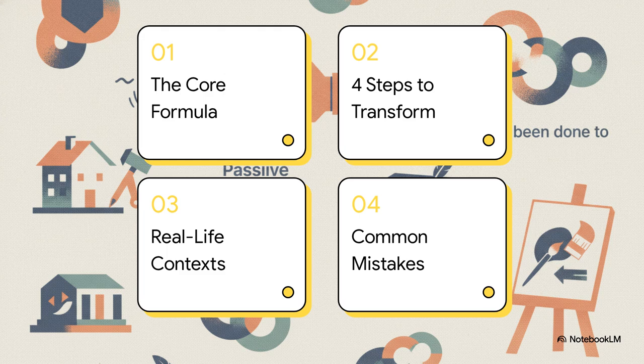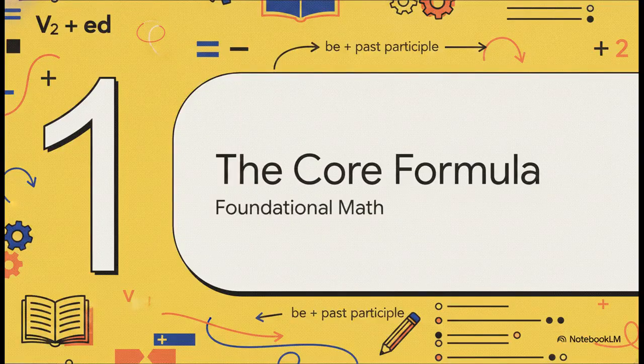Here is our roadmap for the explainer. Number 1, the core formula. Number 2, the 4 steps to transform. Number 3, real-life contexts. And number 4, avoiding common mistakes. Okay, let's jump right into section 1, the core formula.